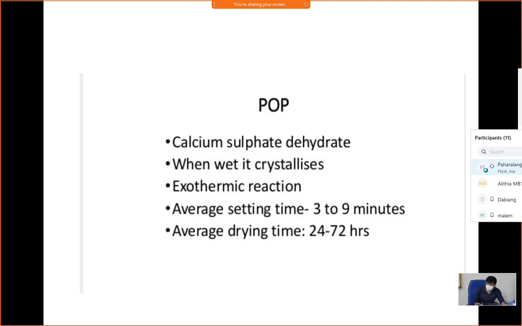POP, as you know, is calcium sulfate anhydrous or dihydrate. When you wet it and give it 3 to 9 minutes for setting, it crystallizes through an exothermic reaction, and for complete crystallization it takes about 24 to 72 hours. Crystallization makes it hard, and we are using it on a daily basis here.